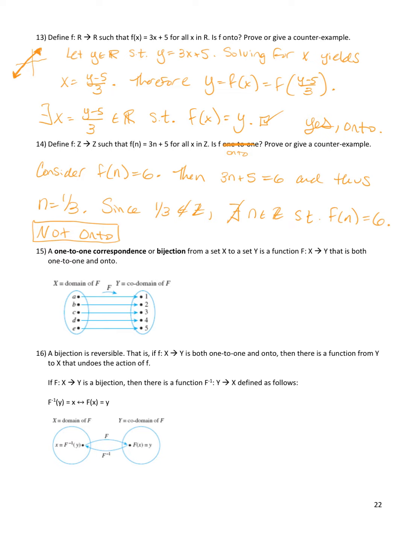Okay, 15, putting the two definitions together. A one-to-one correspondence, also known as a bijection, from a set x to a set y, is a function that is both one-to-one and onto. So we have a one-to-one mapping, meaning not many to one, so there are no arrows pointing to the same y value, and every y value has an arrow pointing to it.